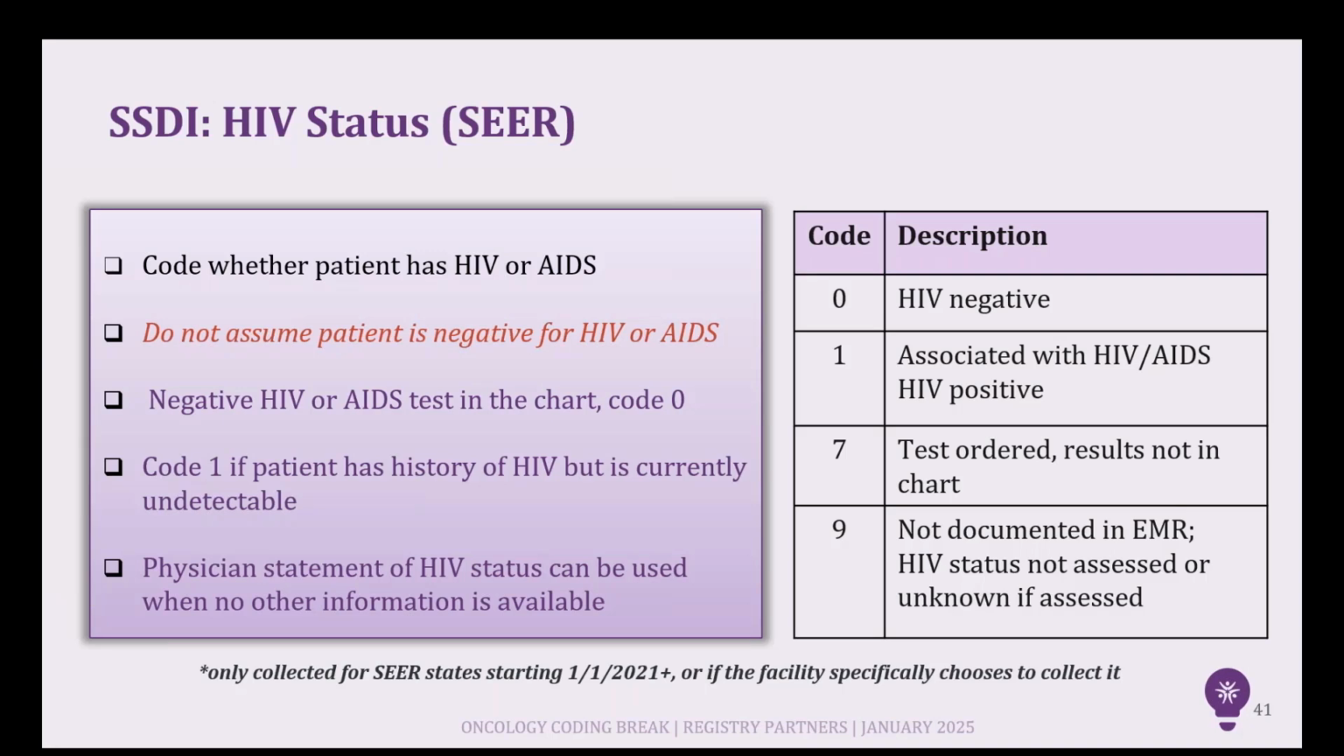If a negative HIV or AIDS test is documented, we can code that as 0. Note that we also have a note to code 1 if the patient has a history of HIV, but they're currently undetectable. And then also we can use the physician statement if that's the only information we have. If there's no information about HIV, we'll code 9 in this case.